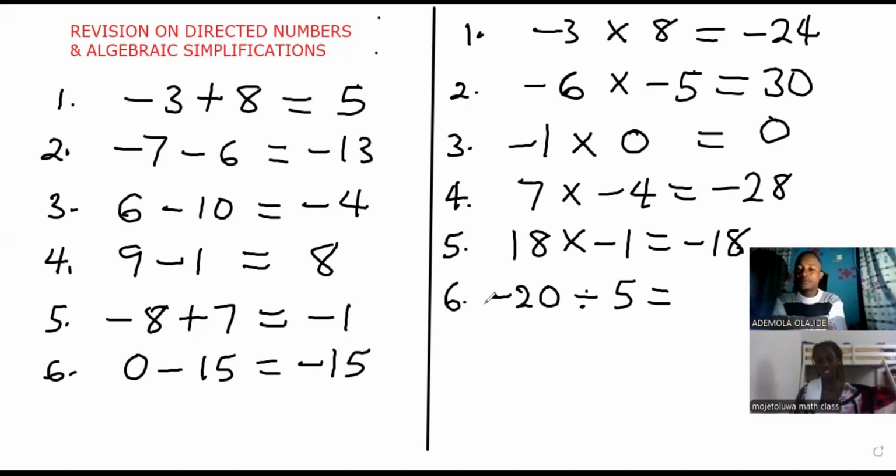I hope you remember that the law of multiplication for signs is the same thing as the law of division for signs. So negative divided by positive will be what? Negative, because two different signs dividing. Negative divided by positive is negative, and 20 divided by 5 is 4. So the result is negative 4.